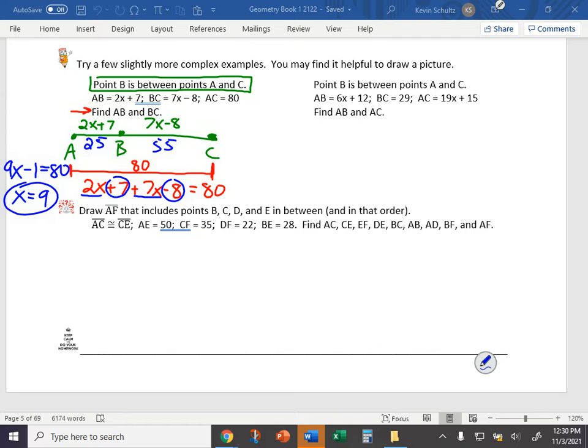Yeah. What if they don't equal 80? Then you did something wrong. You set up your equation incorrectly. You solved for x wrong. Geometry also, it's very easy to check your answers here, because you've got multiple ways to do it.